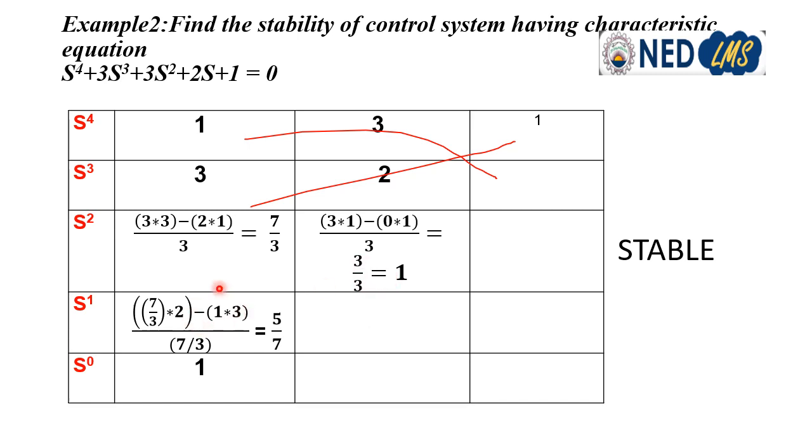For the next row, we will multiply 7 upon 3 multiplied by 2 minus 3 multiplied by 1, upon 7 upon 3, and when we simplify this term, it will be 5 upon 7. And next, we will multiply 5 upon 7 multiplied by 1 minus 7 upon 3 multiplied by 0. Obviously, we assume that there is a 0 here. So it will be equal to 1. So we see here that there is no sign change in the first column. It means that the system is stable, and we conclude here that this system is stable.